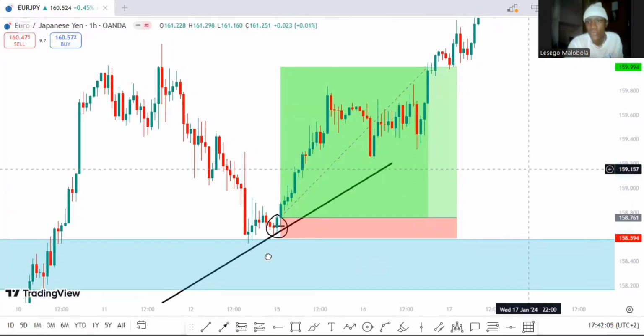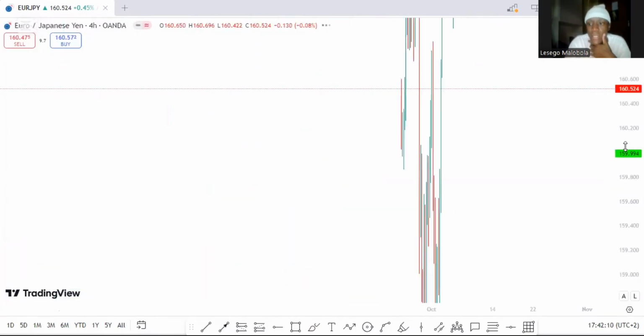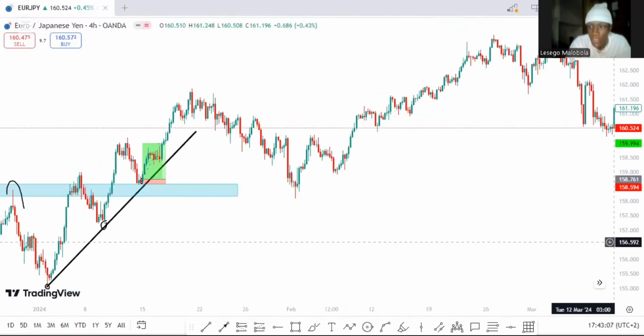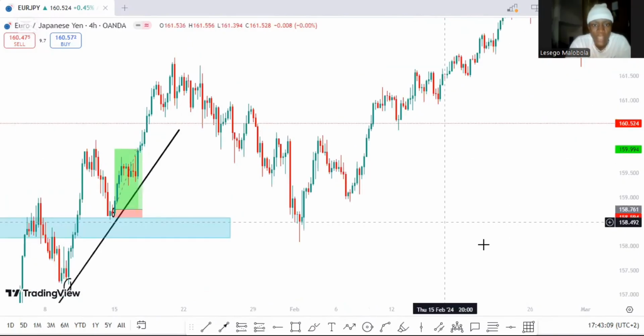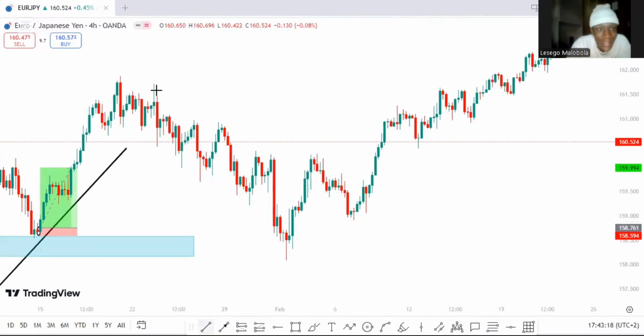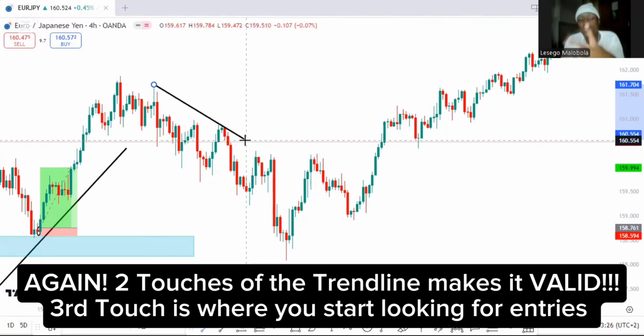So let's try to find more examples. Let's go back on the 4 hour time frame to see if we can find any examples. If we can see properly here, price was building up lower lows, lower highs, lower lows, lower highs, lower lows, lower highs. So let's see if we can connect any trend lines. If we take our trend line from here, connect it right over there, you can see we have 2 touches. 2 touches confirms that your trend line is valid.